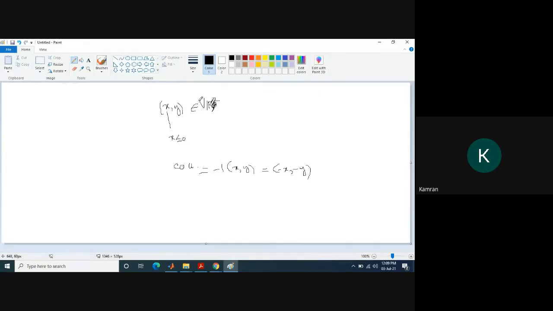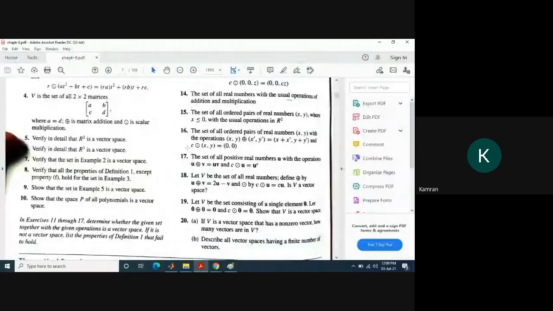V में सारे इस तरह की एलिमेंट्स हैं जिनका फर्स्ट कंपोनेंट हमेशा less than and equal to 0 होगा. So now its first component is greater than 0. So this does not belong to V. So question number 15 is not a vector space. सही? Yes, sir.